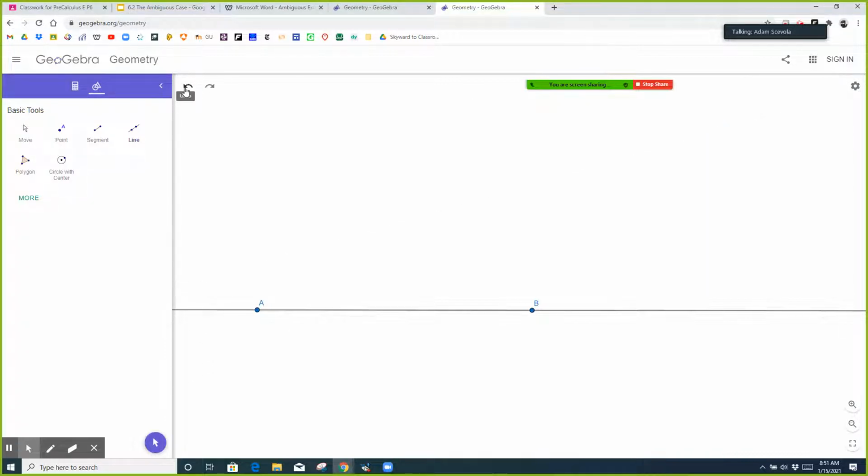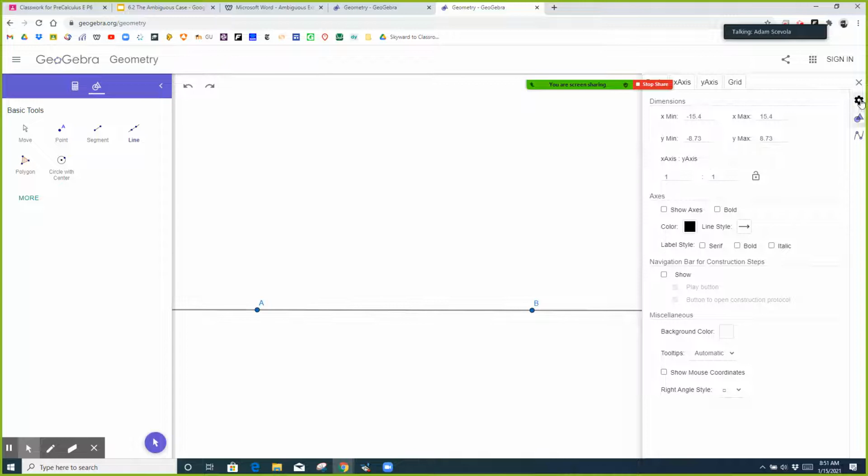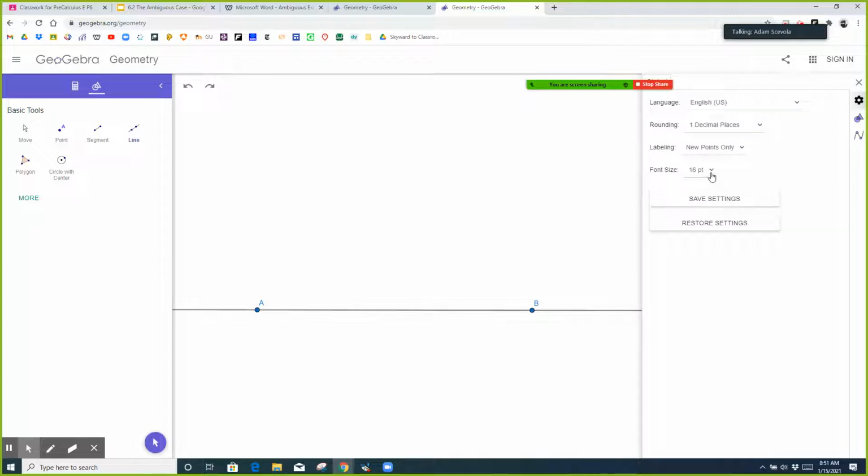So there's the undo button. If you ever make a mistake, the undo button's right there. All right, I'm gonna hit this little gear here to make the font bigger. So hit settings and hit this gear again, and we'll make the font bigger. You don't have to do that, but that's just so if you're watching at home, you don't have to squint or get really close to the screen.